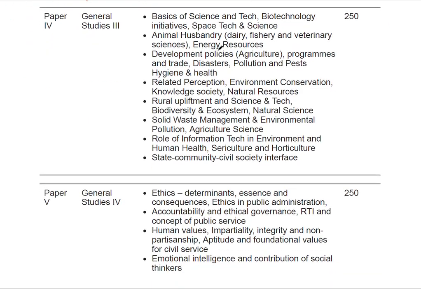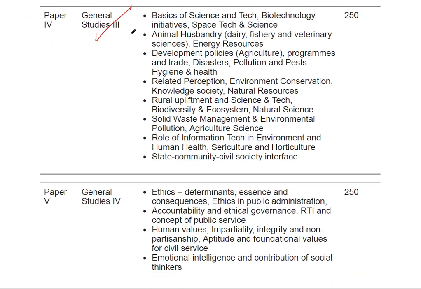Now paper 4, which is your general studies part 3, that is paper 3. What is given in the syllabus? Basics of science and technology. Physics, chemistry, and biology basics will be covered. Biotechnology, which is a new thing that is happening. Space technology and sciences, biotechnology, nanotechnology, robotics, artificial intelligence, machine learning, all this will be covered here.